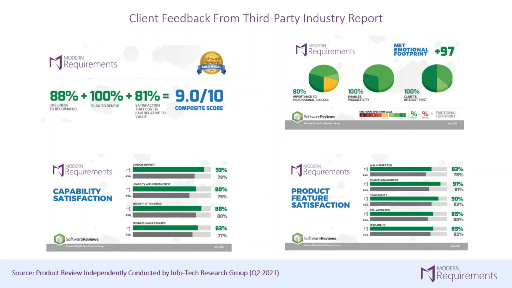We were awarded a 97% emotional footprint, and our company was rated well above industry averages in terms of vendor capabilities, like product support, and well above industry averages in product features, like ALM integration. So we're very excited about how our clients view our product and the people that they deal with in our company, and hopefully you can experience the same soon.